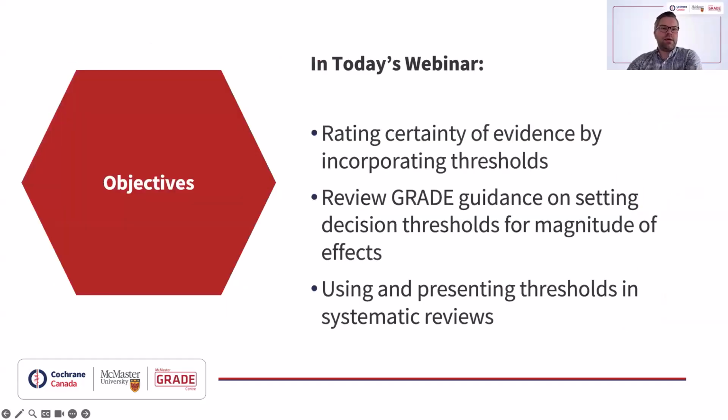And as part of our webinar, there are going to be three main objectives I'd like to cover, which is rating the certainty of evidence by incorporating thresholds, reviewing the GRADE guidance on setting decision thresholds for the magnitude of effects, how we can practically do this for our systematic reviews, and conclude with using and presenting the thresholds in systematic reviews and how this can look like in Cochrane reviews specifically.